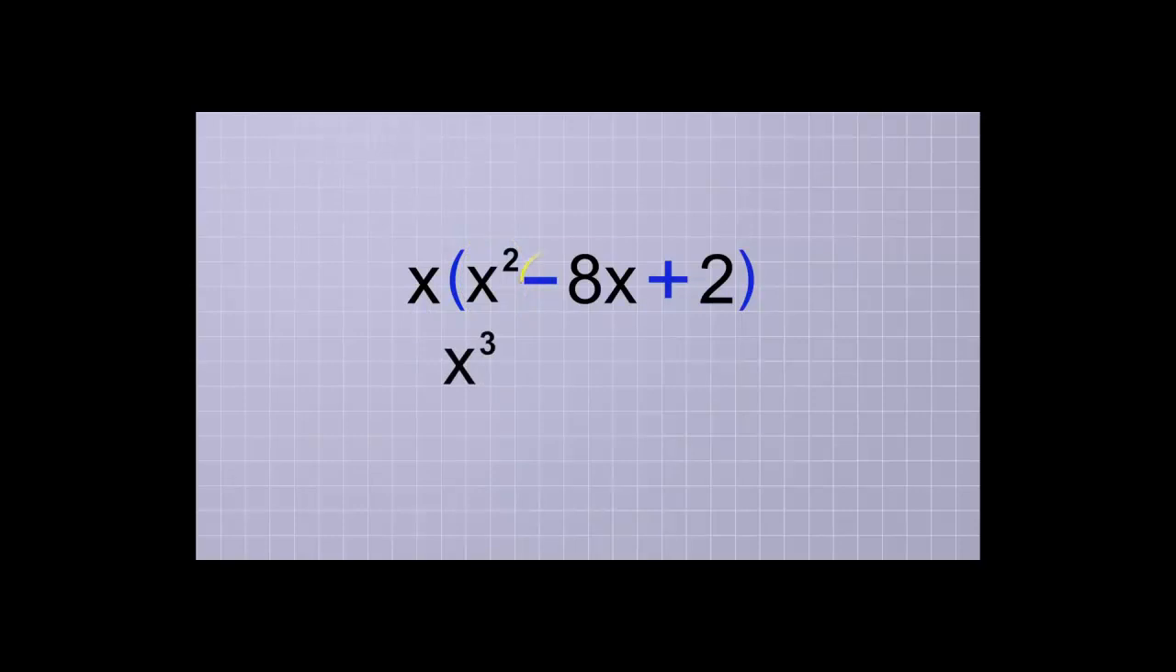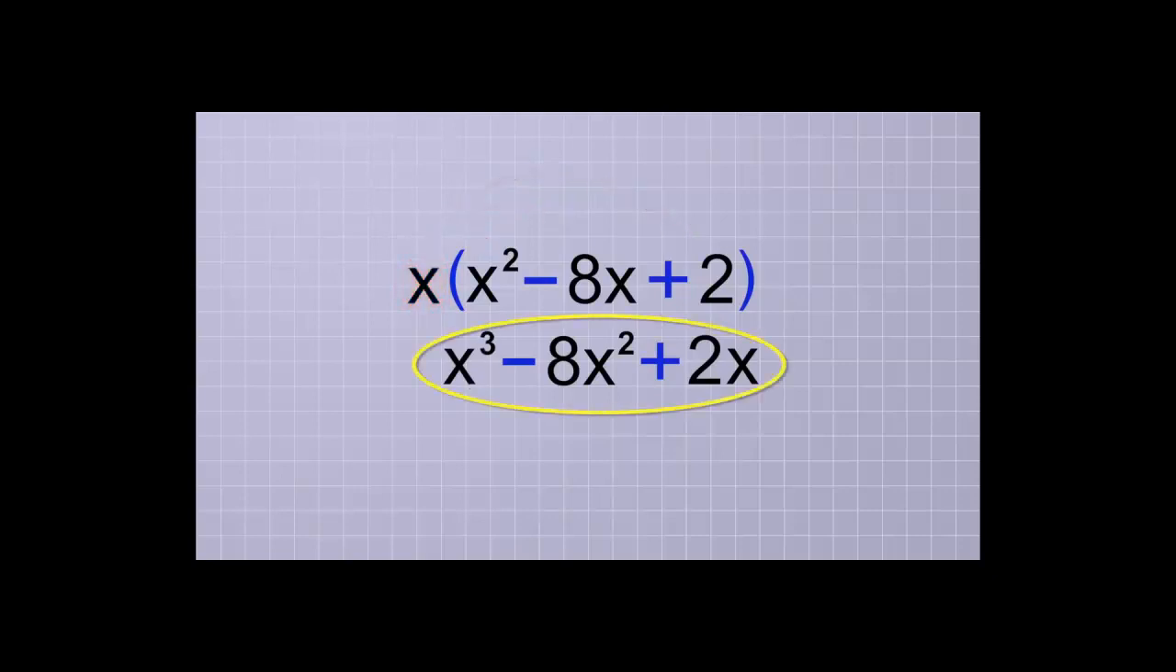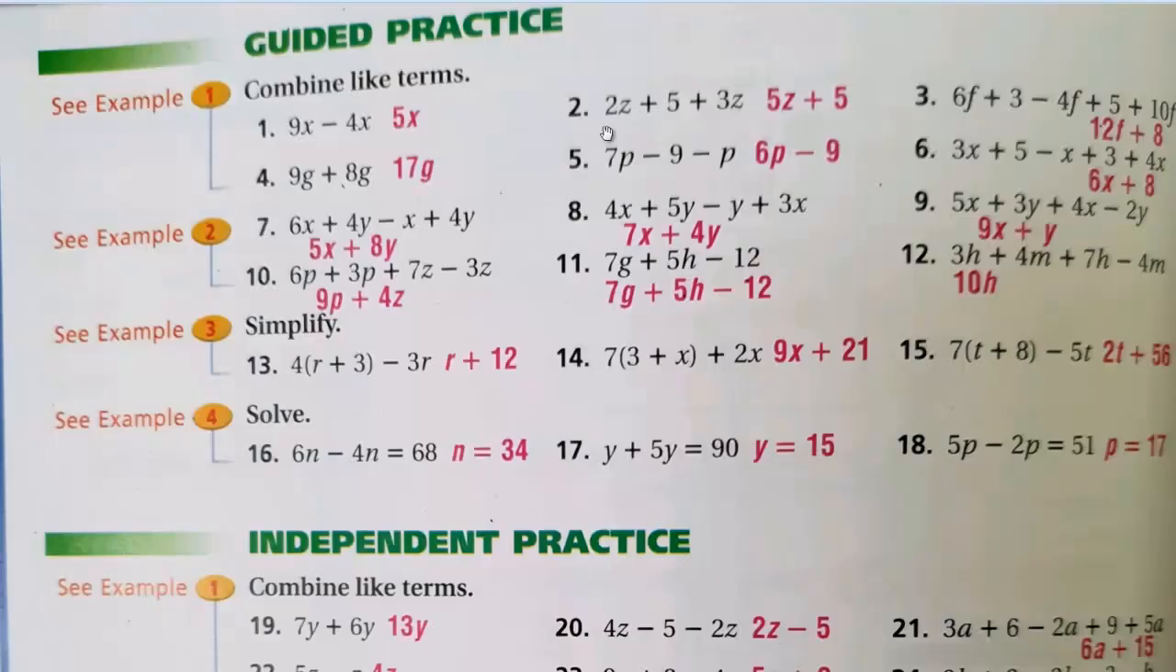The next term is negative 8x. So if we multiply that by x, we'll have negative 8 times x times x, which is the same as negative 8x squared. Last of all, we have the term positive 2, and x times positive 2 is just 2x. So after distributing the factor x to each member of the original group, we have the polynomial x cubed minus 8x squared plus 2x. After watching the video, let's solve our questions.